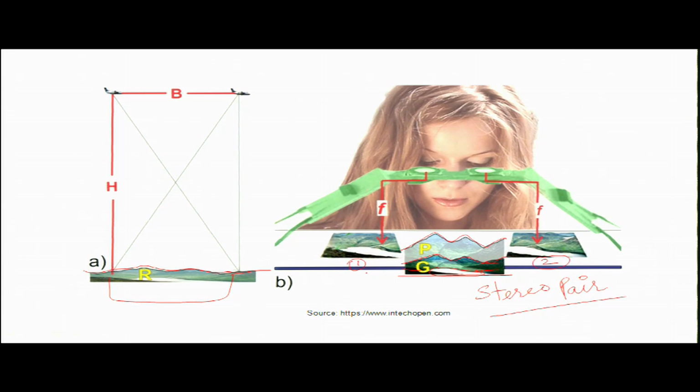Otherwise, if you have oriented the photograph in the opposite manner, then you will see a depth perception which will be the negative of the real depth, the real ground variations. In that case, the valleys will be expressed in the form of hills, and the hills will be expressed in the form of valleys. So, you can say a negative depth perception.